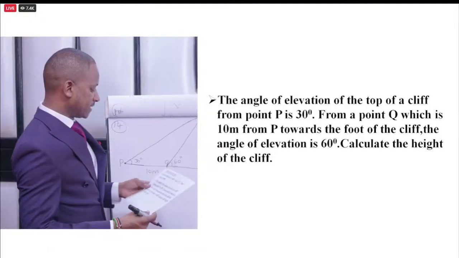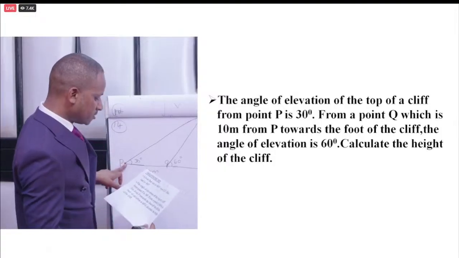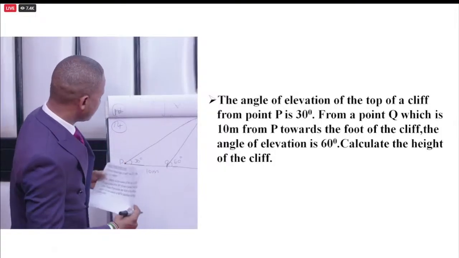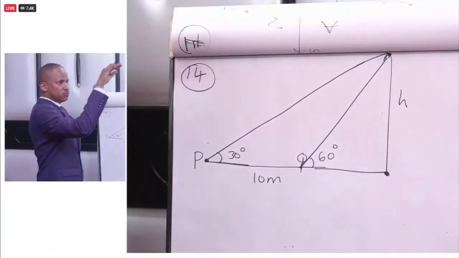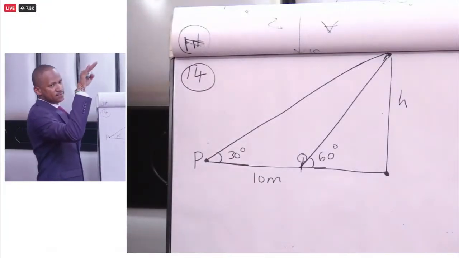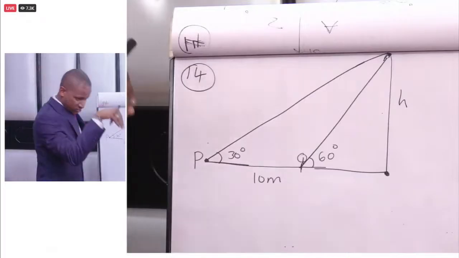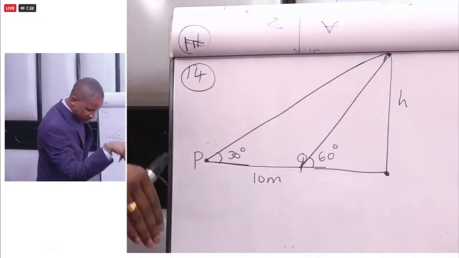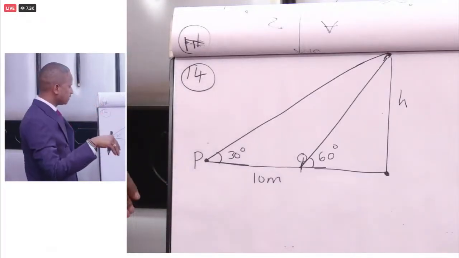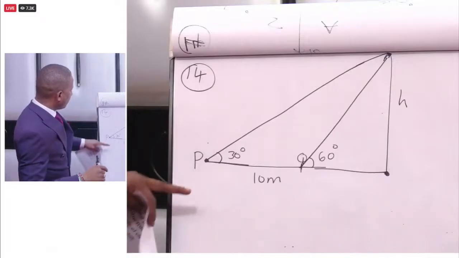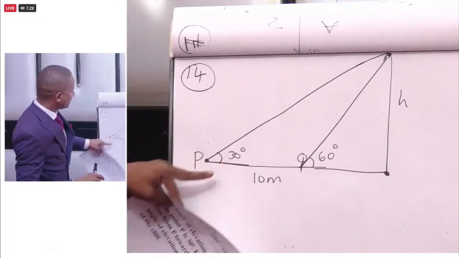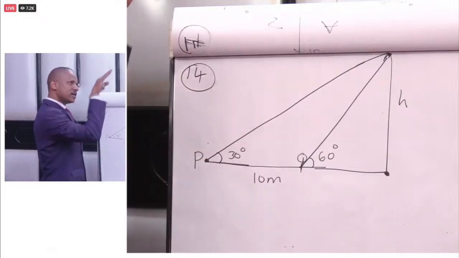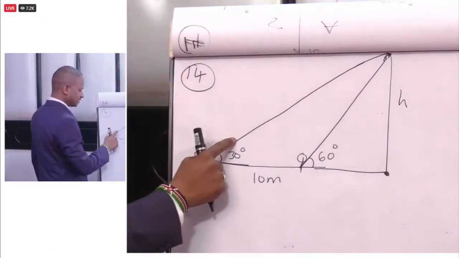So read the question again. The angle of elevation from a point P is 30 degrees. Angle of elevation is the worm's view, the worm looking at the bird. But the angle of depression is the bird's view looking at the worm to eat. Now, the angle of elevation from a point P to the top of a cliff is 30 degrees.